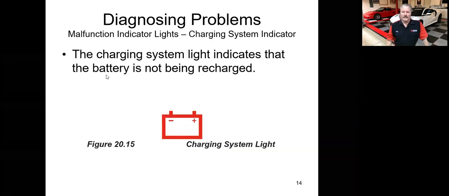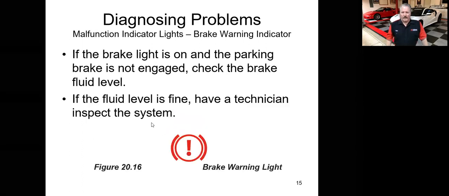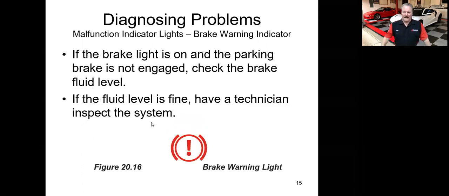Okay. The charging system light indicates that the battery is not being charged. Doesn't mean the battery's dead, but it's going to be pretty soon. So when that comes on, we can have a fan belt that came off of the alternator. The alternator could have failed. The regulator could have failed. Any one of those things could cause this particular light to come on, and the battery eventually is going to go dead.